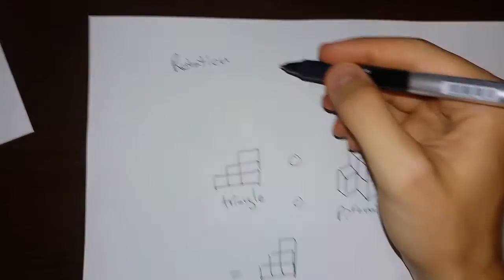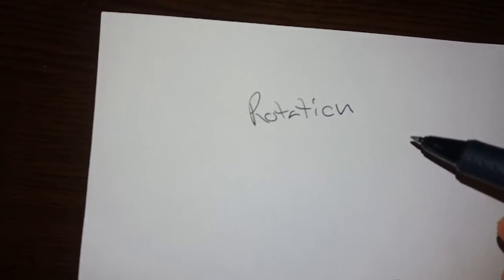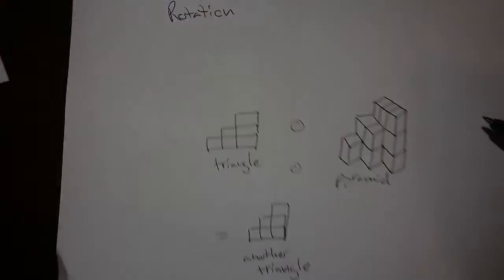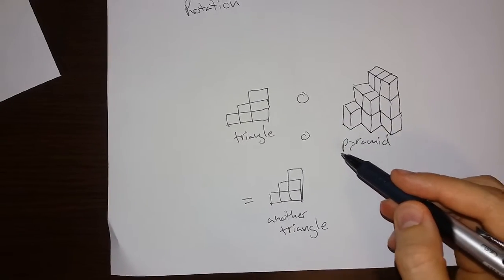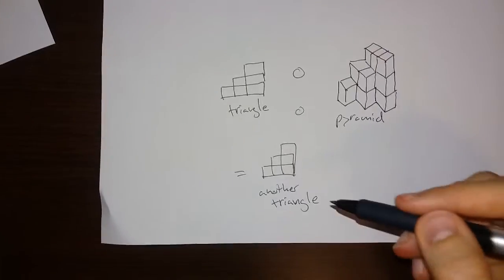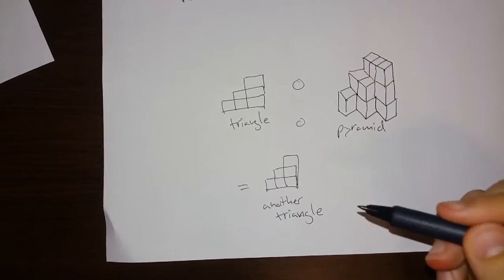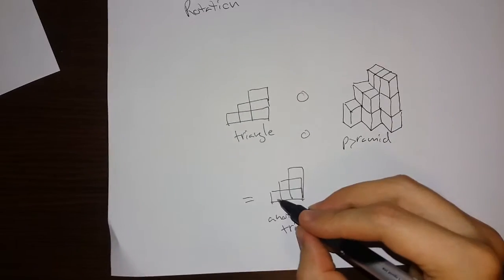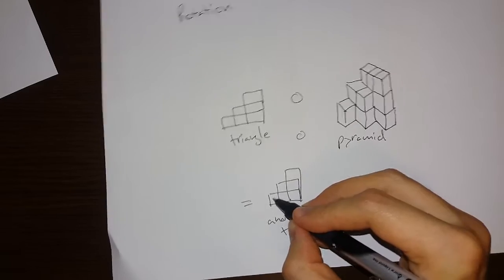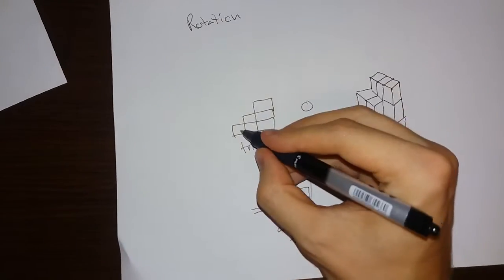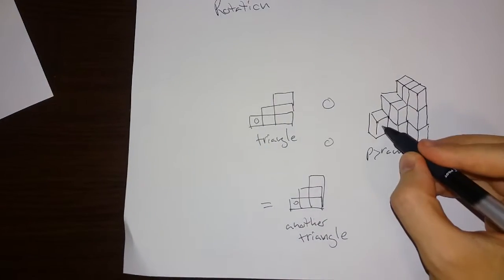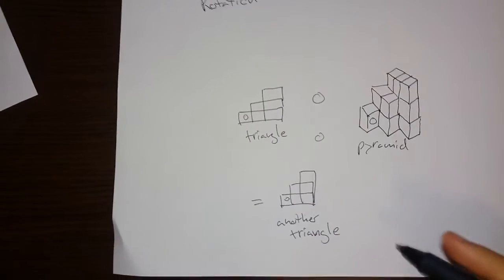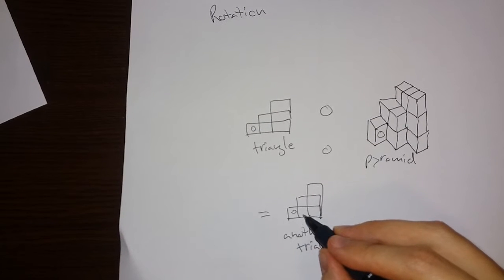Okay, so here's the rotation operation, and basically what we have here is a triangle and a pyramid, which is basically the rotation matrix. We do the rotation operation, and we get yet another triangle. So let's trace a few steps. If we want to solve the output at 0, we need to fetch the value 0 from the input triangle and the value 0 from the rotation matrix.